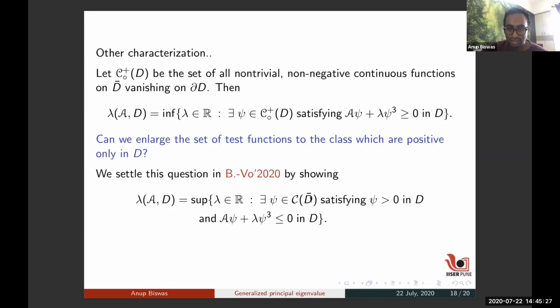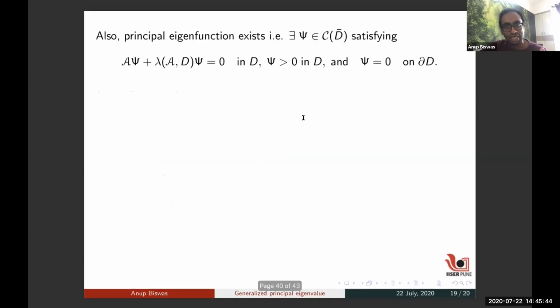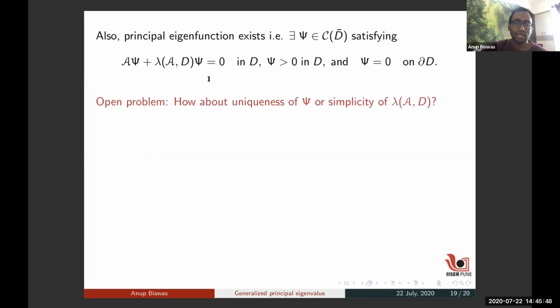So this is a function continuous up to the boundary, but positive only inside D. I don't want it positive all the way to D bar. And this is the characterization for the infimum, because I said there are three characterizations, or three different kinds of admissible functions. Okay, so this is the story for bounded domains. The next challenge is an open problem here as well. We do not yet know whether the eigenspace corresponding to the principal eigenvalue is one-dimensional or not. So this problem is still unsettled.